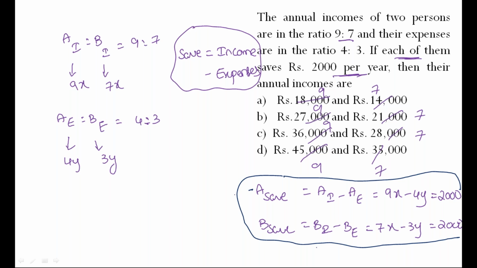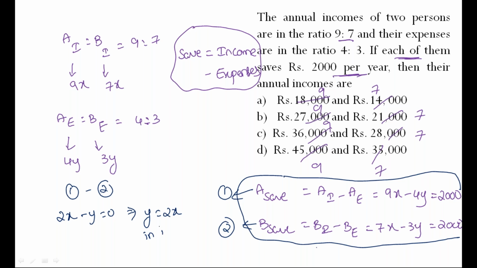Now let this be equation 1 and equation 2. If we subtract equation 1 minus equation 2, we'll get 9x minus 7x, 2x, minus 4y plus 3y, minus y equal to 0. Nothing but y equal to 2x. If we substitute y equal to 2x in equation 1, you come to know the x value is 2000.